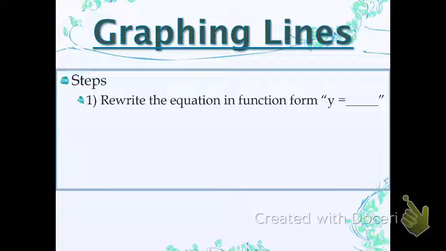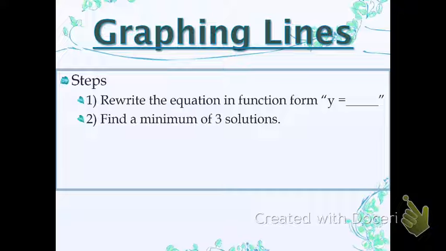In this lesson, we're going to learn lots of different ways to graph lines, but we're going to start with a method called making a table of values. The first thing you'll want to do when you graph a line by making a table of values is solve the equation for y, or rewrite it in function form. After you've done that, you're going to make your t-chart, which is a table of values, and you're going to pick several numbers for x.